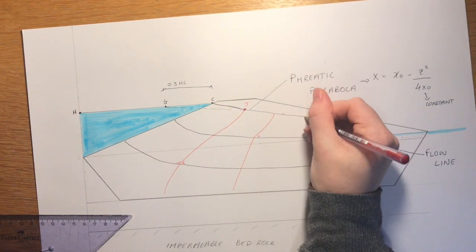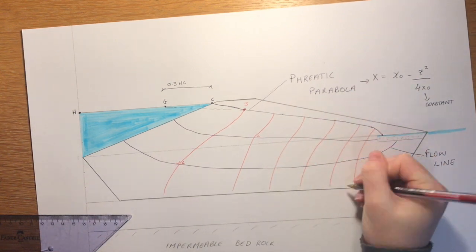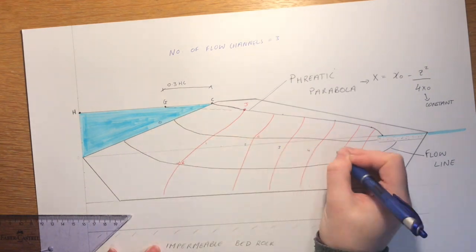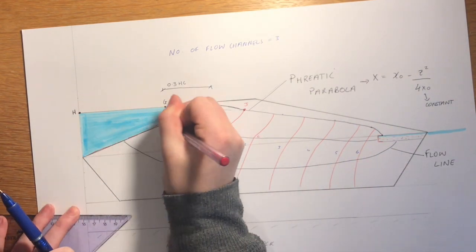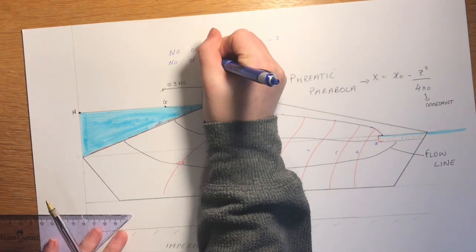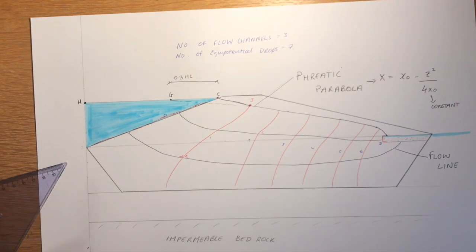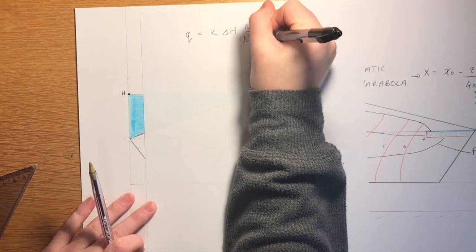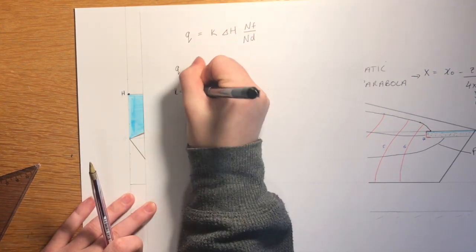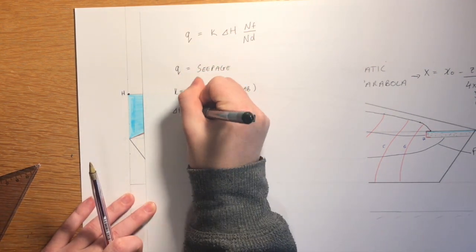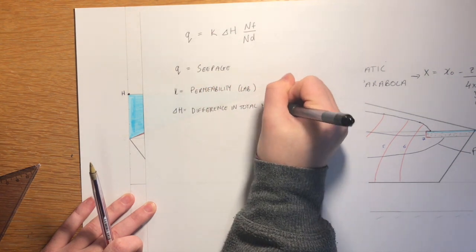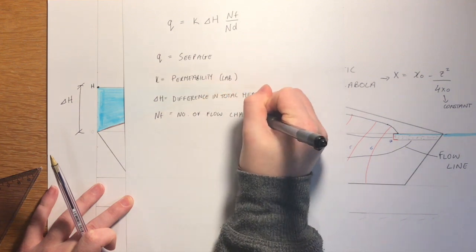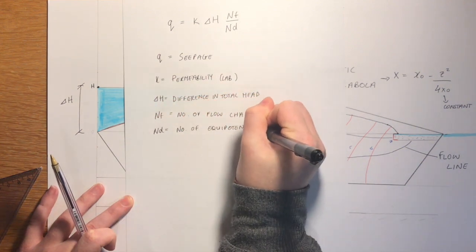Following this, the further flow lines must be identified and drawn, approximately evenly spaced. Equipotential lines must be drawn, crossing flow lines at right angles to give curvilinear squares. From the flow net, the number of flow channels and the number of equipotential drops can be determined. Thus, seepage can be determined by the equation Q equals K times delta H times NF over ND, where Q is the seepage, K is the permeability, delta H is the change in total head, NF is the number of flow channels and ND is the number of equipotential drops.